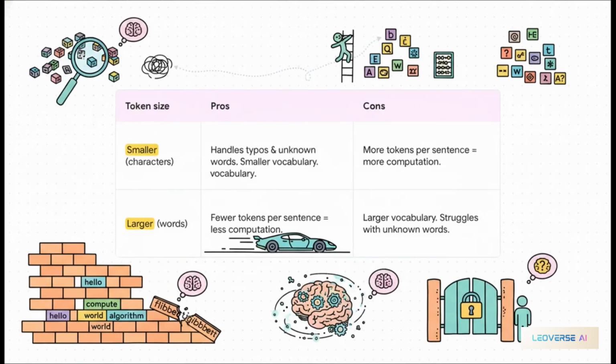But it's not as simple as just splitting at the spaces between words. As you can see here, there's a really important trade-off. Do you use smaller tokens, like individual letters, or bigger ones, like whole words? If you go small, the model gets really good at handling typos and new words it's never seen, but it takes a ton of processing power. If you go big, it's way faster, but the model can get totally confused if it runs into a word that wasn't in its dictionary.